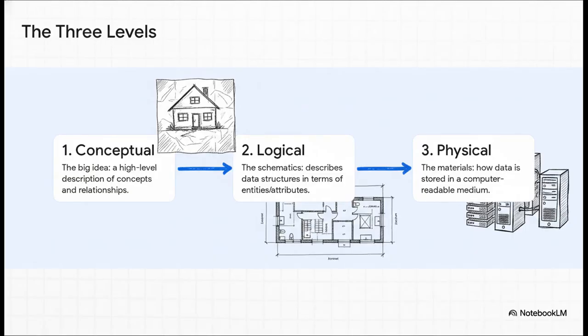And these blueprints, they're not just one single thing. They've got layers. You start high level, right, with the conceptual model. Think of it like a quick sketch on a napkin, just a big idea. Then you get more detailed with the logical model. That's like the architect's formal schematics. And finally, you have the physical model, which spells out exactly how that data is going to be stored on a computer, right down to the nitty-gritty details.